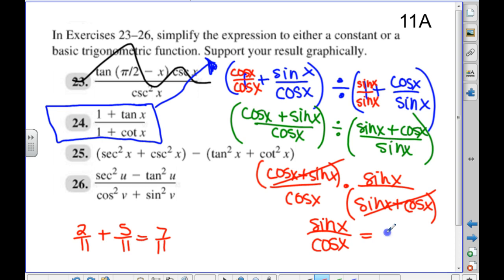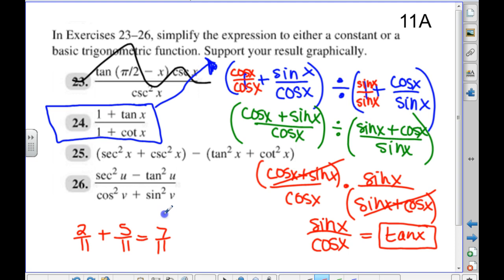Anybody know what that is? Question. These did say simplify to either a constant or a basic trig function, and tangent is a basic trig function. Yes. I do not think any way we tried earlier was getting us there any faster, if it was getting us there at all. Are cosecant, cotangent, and secant basic trig functions, or do you put 1 over cosine? I would accept either one, okay?